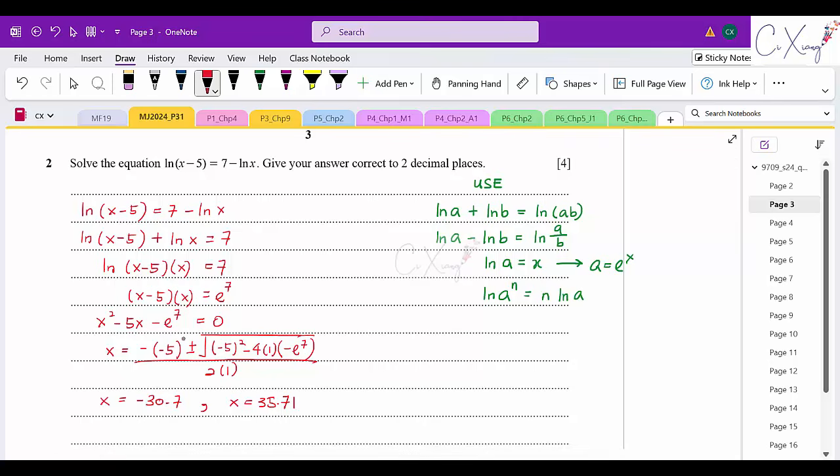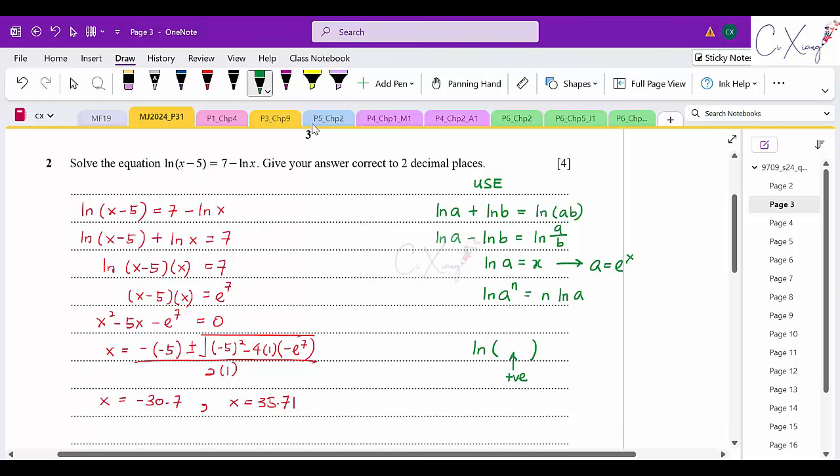Usually when you solve an equation that involves ln, there's another thing we need to be aware of: for ln of something, the value inside the bracket must be positive. So we need to do a little checking before we confirm the final answer. If you substitute negative 30.7 into the ln x here, when you press the calculator for ln of negative 30.7, you get a math error, which means I have to ignore this answer.